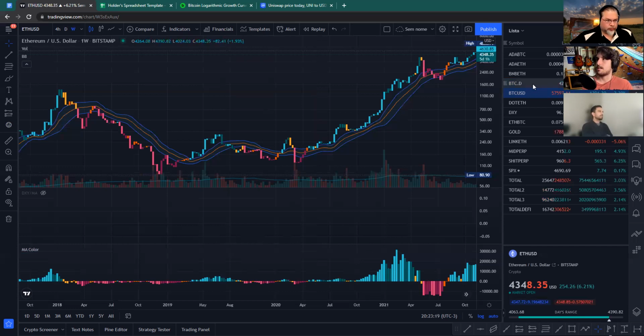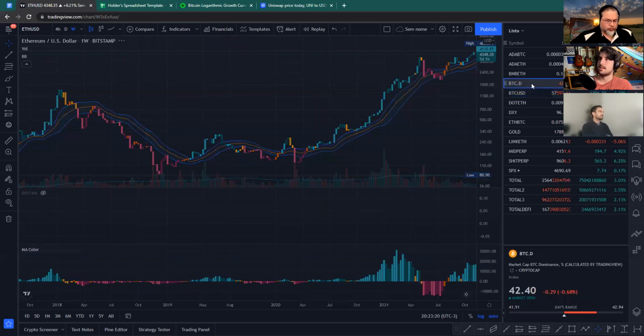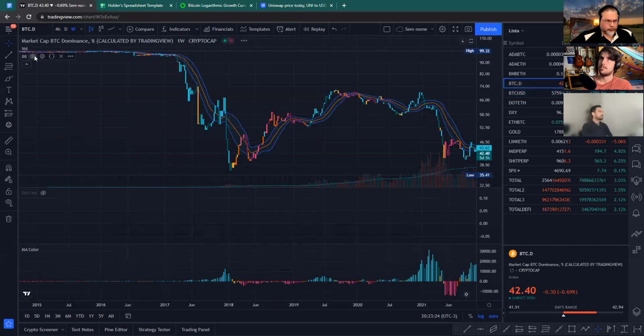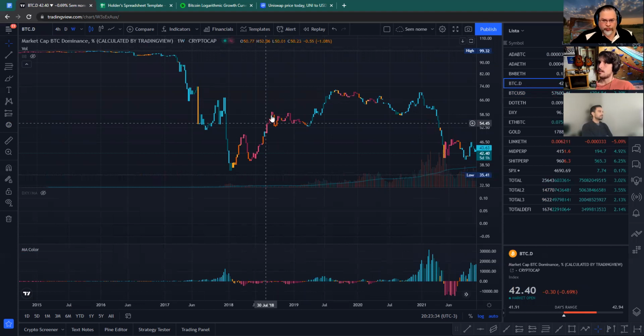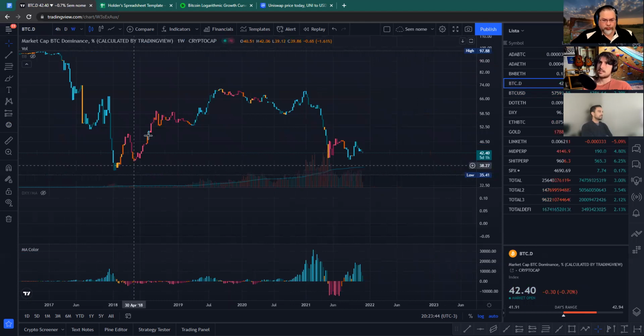Another thing that's pretty interesting is to see the Bitcoin dominance in light of Bitcoin above or below a moving average. Let me just hide the Bollinger Bands. And as we can see right here, when Bitcoin goes down a lot, the Bitcoin dominance is going up, which means that Bitcoin is falling less than most altcoins, right? And this is a pattern that we see all the time.